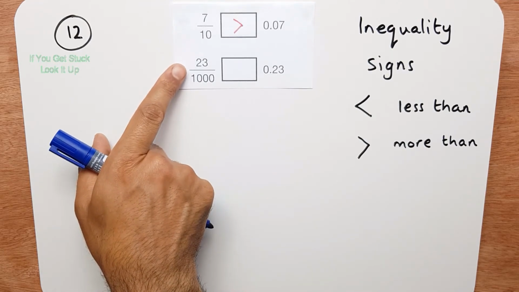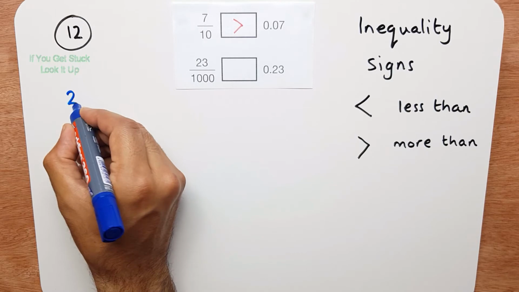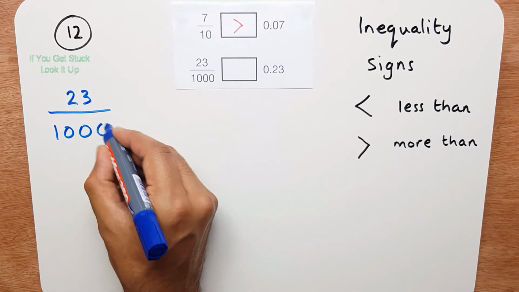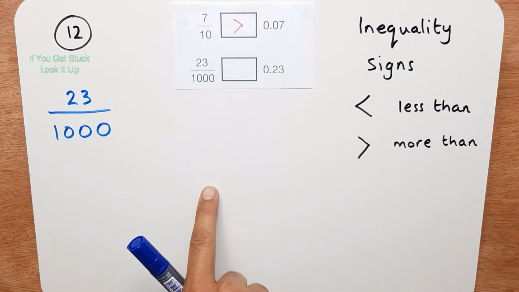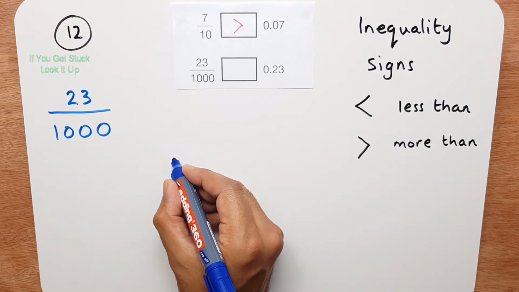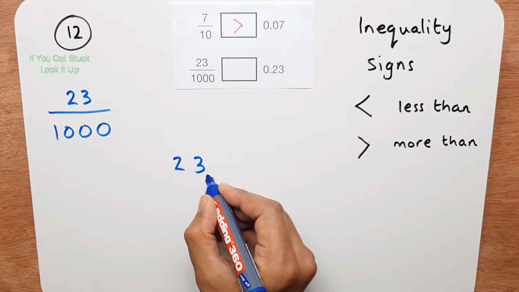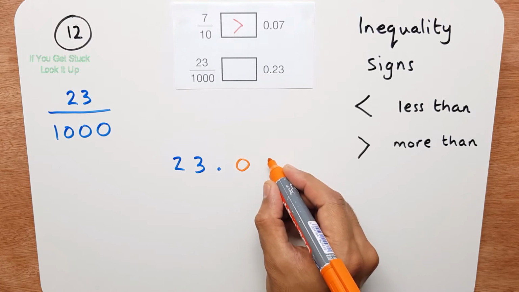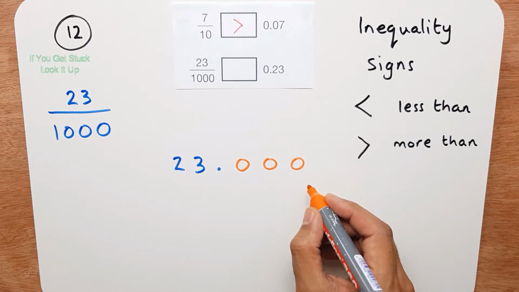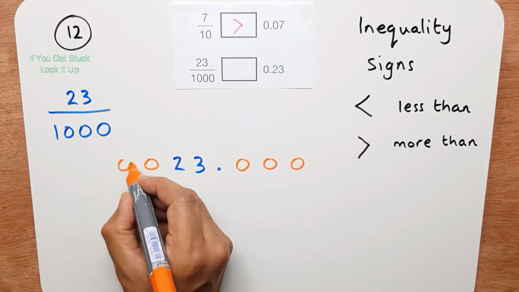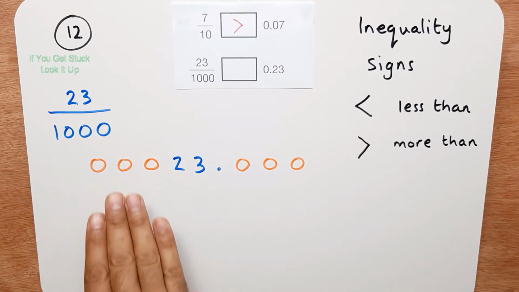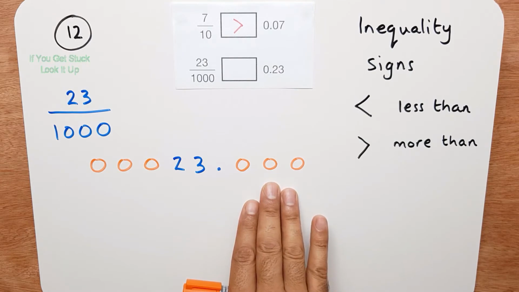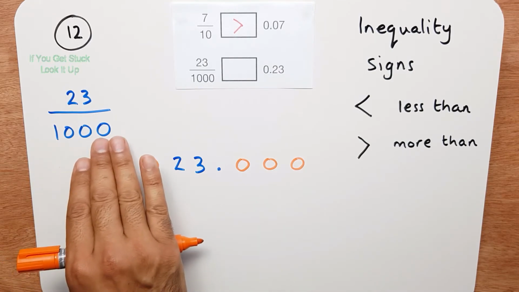Now I'm going to do the same thing with this fraction. So it's 23/1000ths. So I write this number down here. And I put the decimal point there. And always in my head, I'm going to put 1, 2, 3 zeros on this side and 1, 2, 3 zeros. The reason I do that is because it allows me to divide or multiply by 10, 100 or 1000.